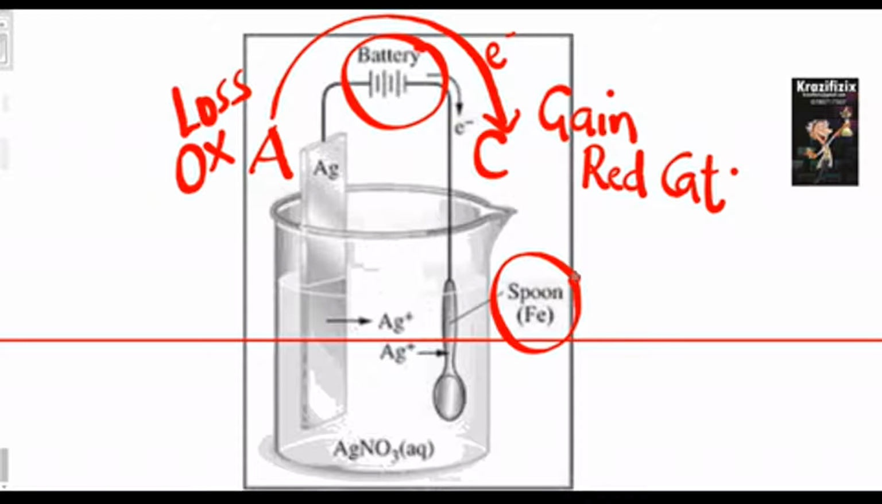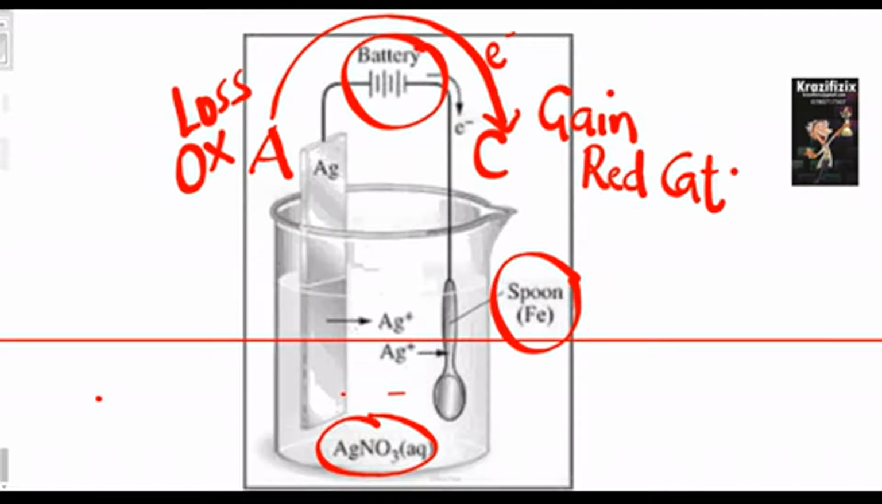Now, since we want to cover this spoon with a silver metal, it's therefore necessary for us to have a silver salt. Now we have a silver nitrate salt here. Silver nitrate salt. Remember, the steps actually remain the same.